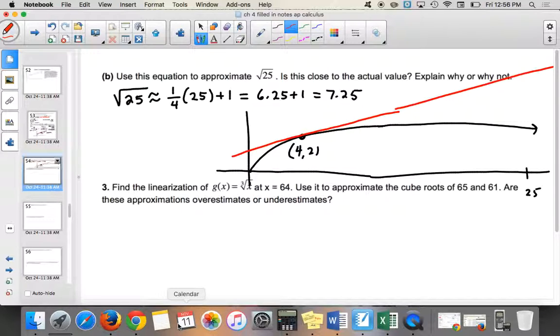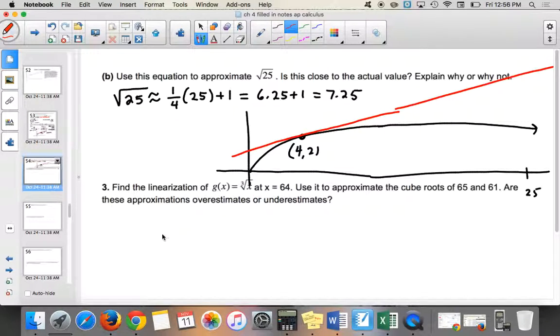4 is not close to 25. But then it's the square root of 25. Okay, but we were talking about the x value. The x value is 25, right? 25 is what you're plugging into the square root function, not 5.